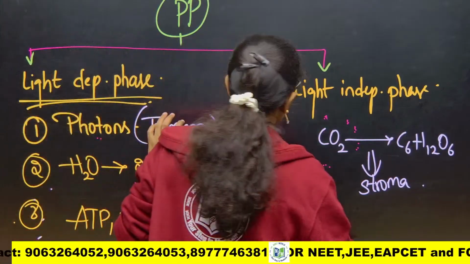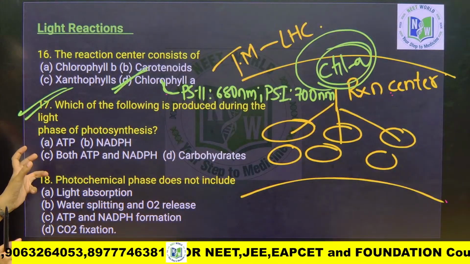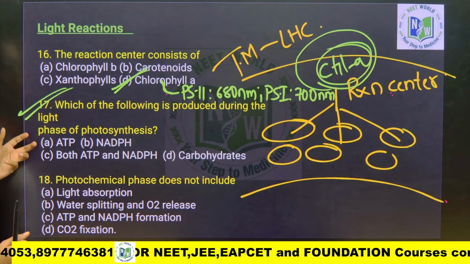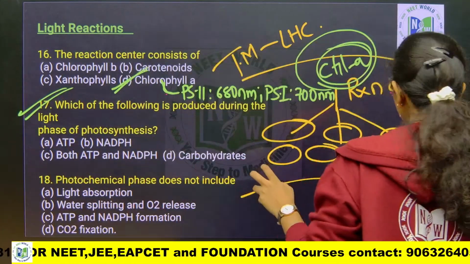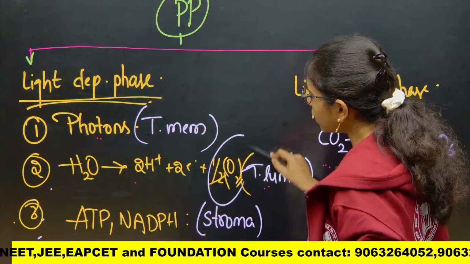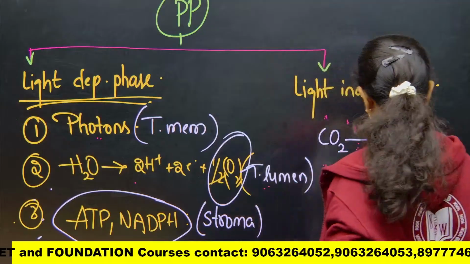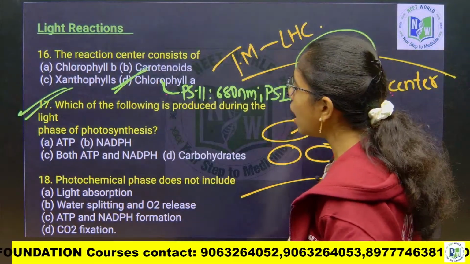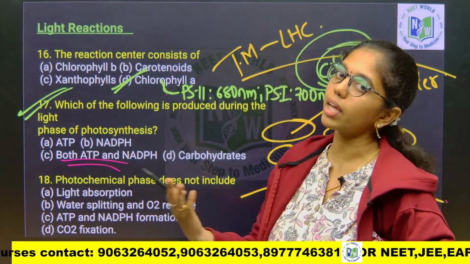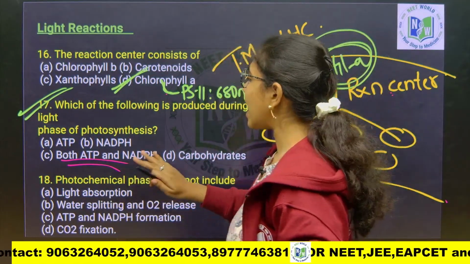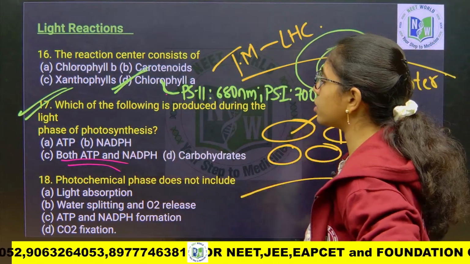Now look into this question: which of the following is produced during the light phase of photosynthesis? At the end of the light phase, oxygen is released and assimilatory power is formed. So the answer will be ATP and NADPH. If oxygen is also given, you can add that too.